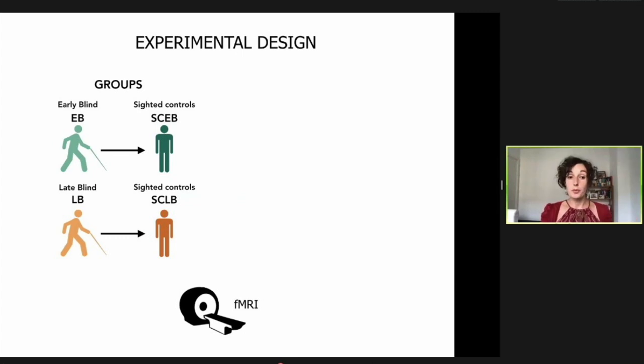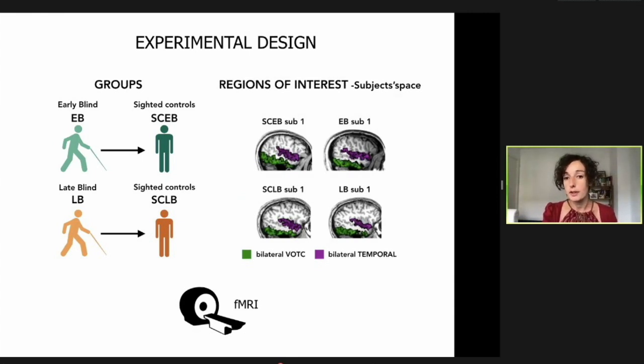So 2 groups of blind people, one of early blind and one of late blind. And each of these groups has its own age- and sex-matched sighted control group. Finally, I used FreeSurfer to select 2 regions of interest in each subject, the VOTC, the ventral occipitotemporal cortex, and the temporal parcel. Using FreeSurfer allowed us to work in the subject space.